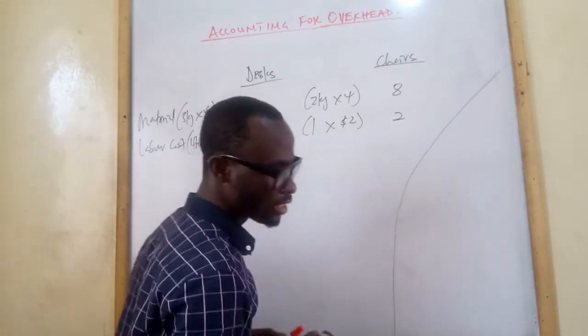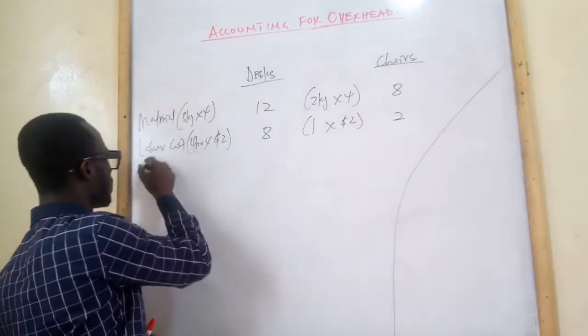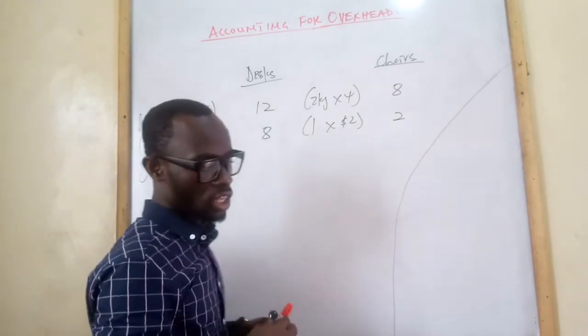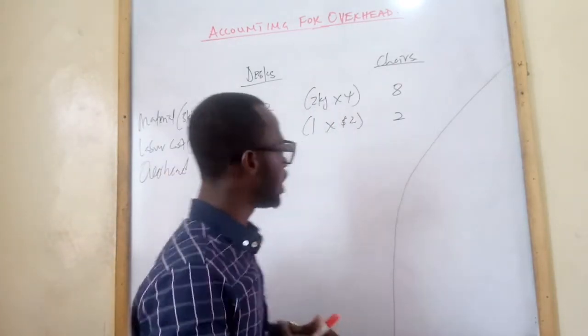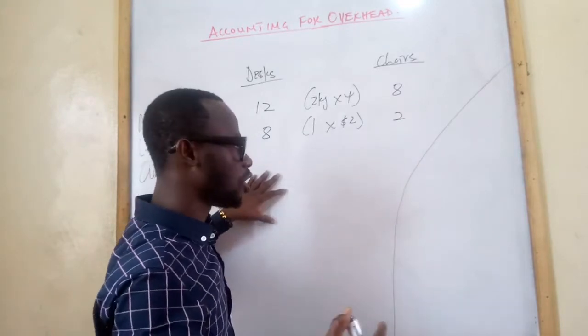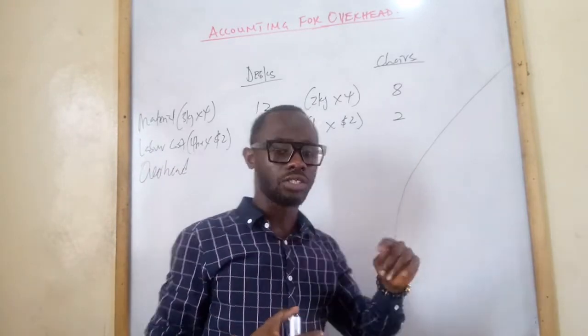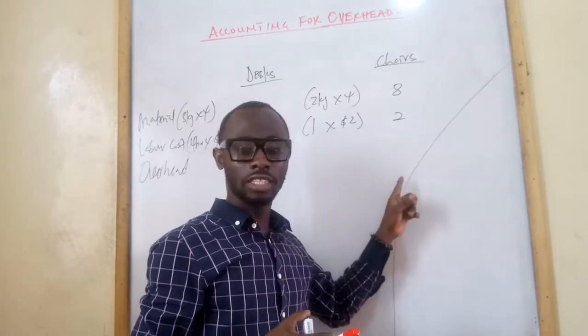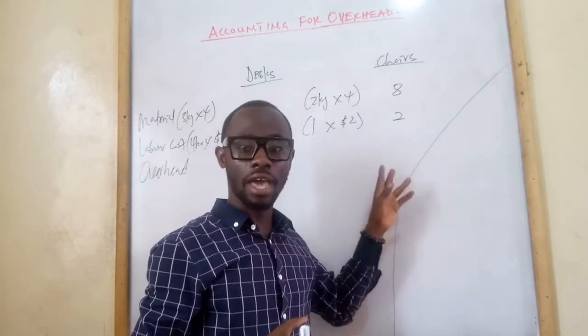Then we ask ourselves, what is the overhead? We are told in the question that overhead is absorbed based on the labor hours. So we calculated the overhead absorption rate as $5 per hour.